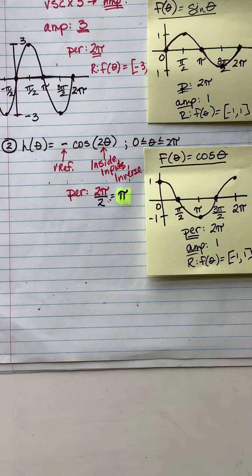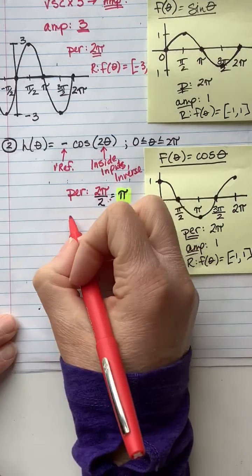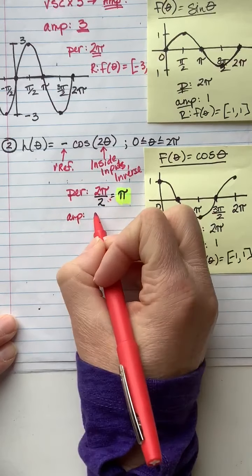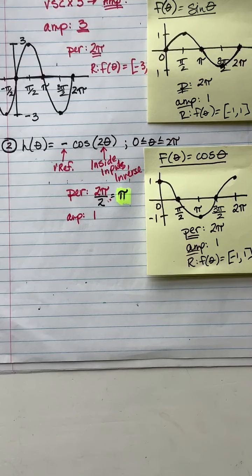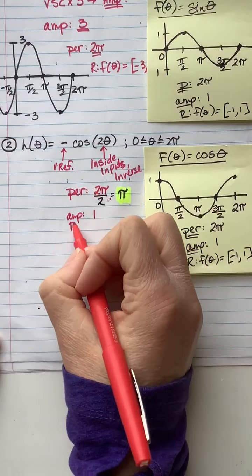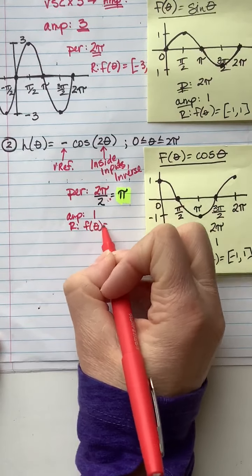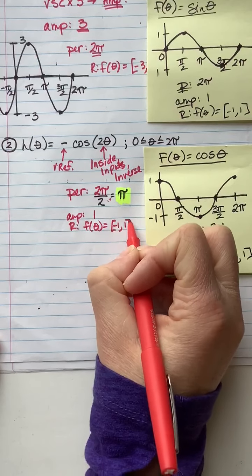Okay, so I don't think anything has changed with the amplitude. So I might just say that the amplitude is still 1, which means my range is still going to be negative 1 to 1.